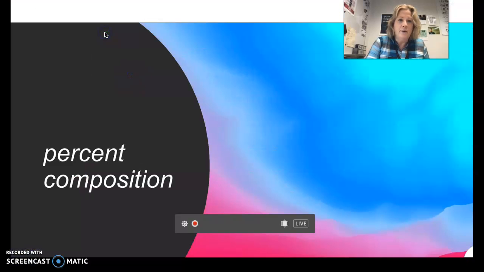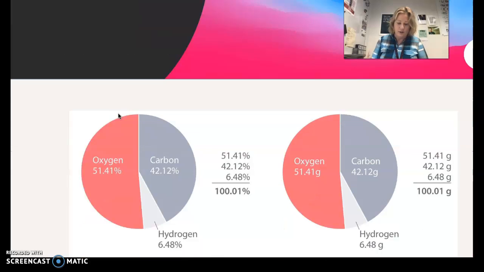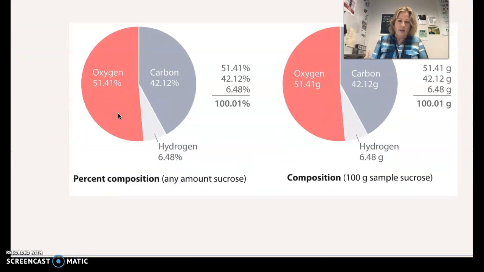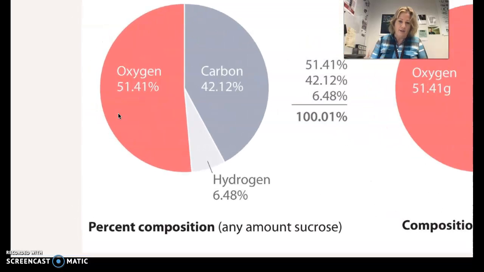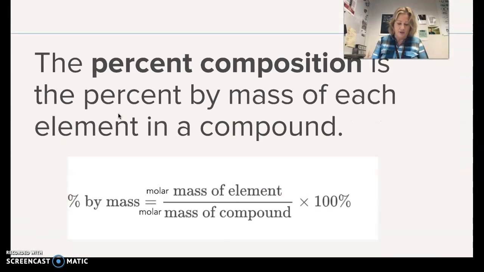Hi, this is a video on percent composition of elements in compounds. Every compound has elements in it, and we can calculate the percent by mass of each of the elements in a compound. This is showing you sucrose, which is table sugar. I am going to show you how to do these types of calculations.